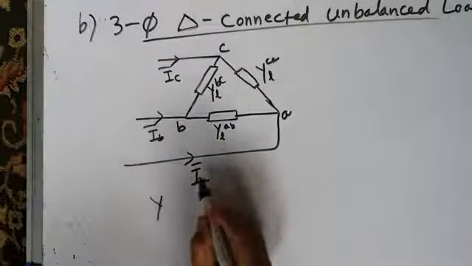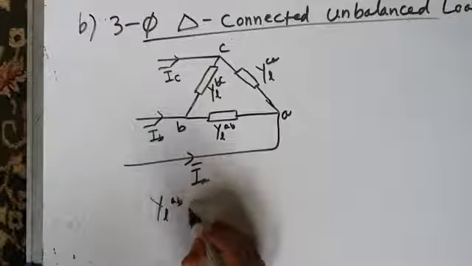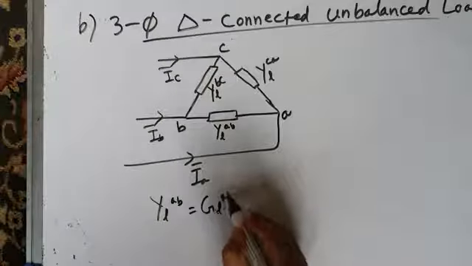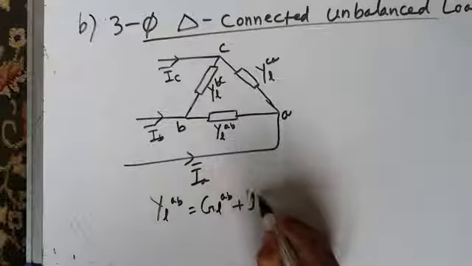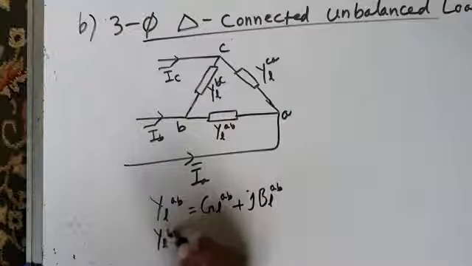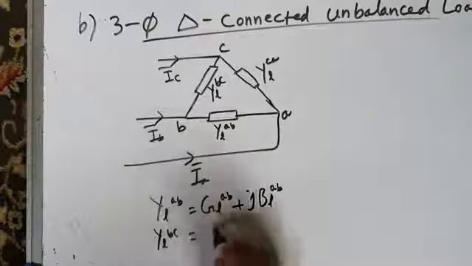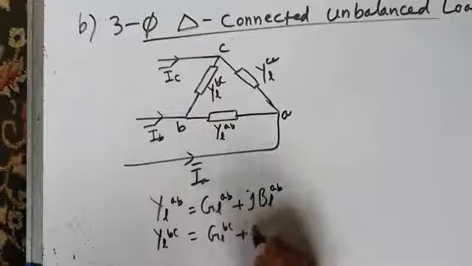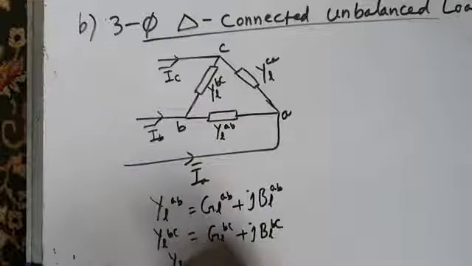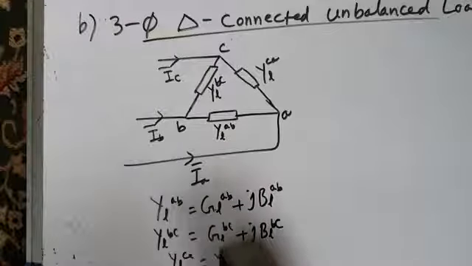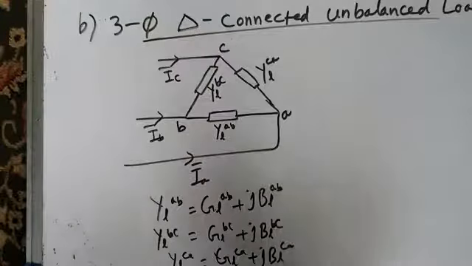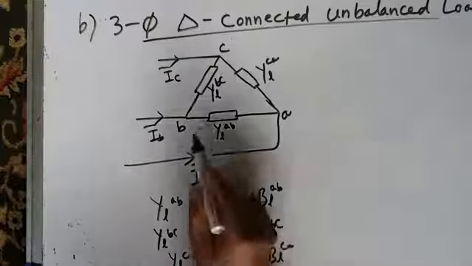What is this load admittance YLAB? It is GLAB conductance plus susceptance JBLAB. Similarly, YLBC, that is this admittance, is equal to GLBC plus JBLBC, and this admittance YLCA is equal to GLCA plus JBLCA. Anyway, these are the admittances.